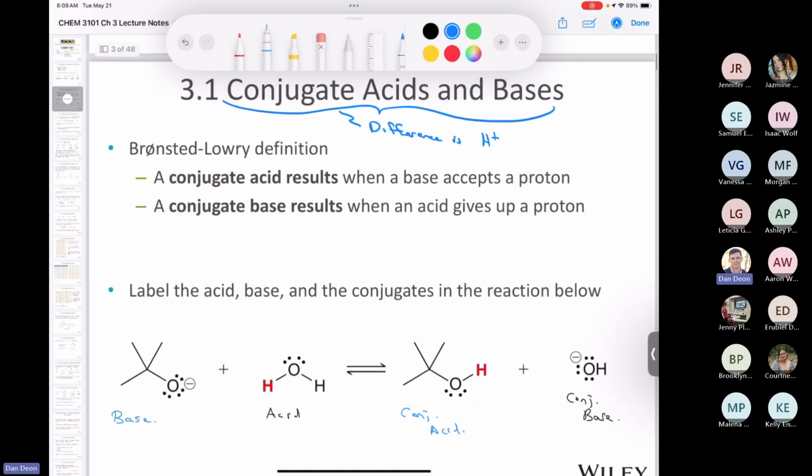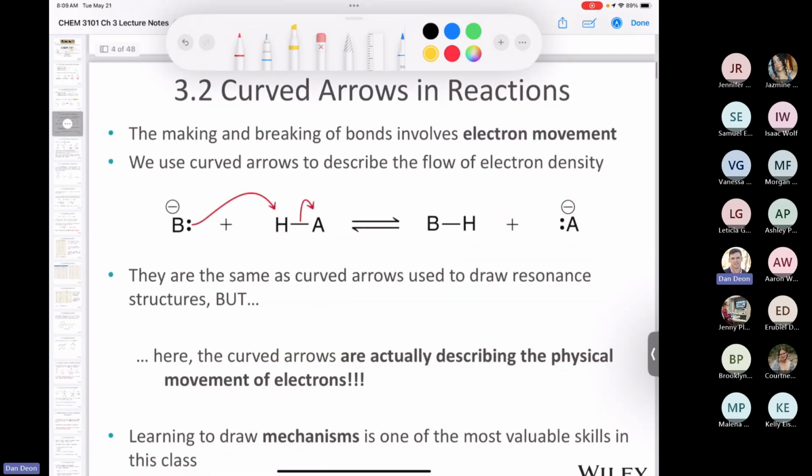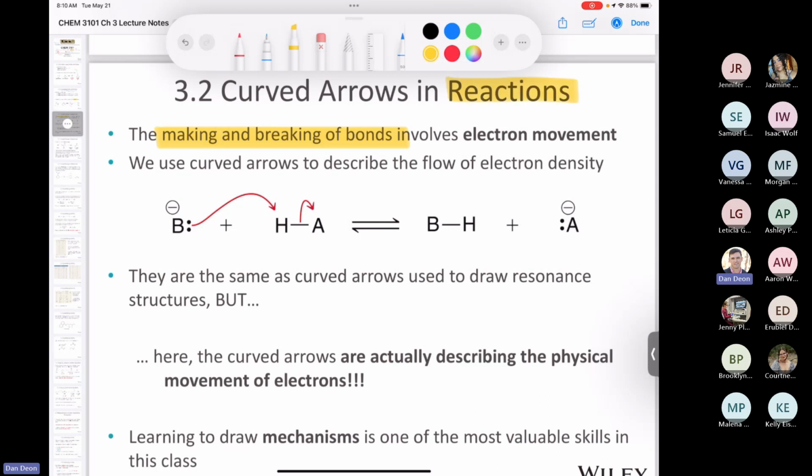Now, unlike chapter 2, where we talked about resonance, what's happening here is an actual chemical reaction that is occurring, okay? There's nothing to do with resonance whatsoever. And so if we draw a curved arrow in an acid-base reaction, we are actually showing the making and breaking of bonds in a reaction. That's the whole point of a reaction, that you break bonds and you form bonds.